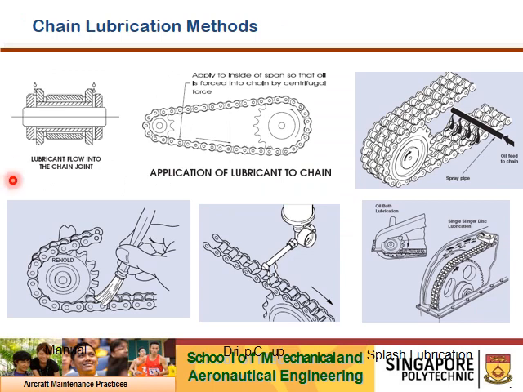Chain lubrication methods. Most of the time, depending on the maintenance manual requirement, it can be applied through a brush or through a squeezing oil can. You just apply the oil over the chain rollers. It's a periodic maintenance.